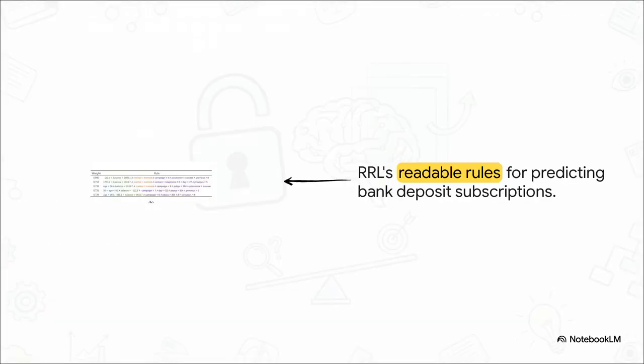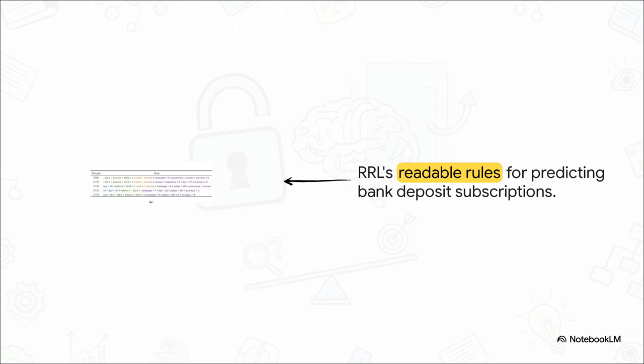And this is what actual transparency looks like in action. We're looking at real output from an RRL trained on a bank marketing dataset, trying to predict if a client will subscribe to a term deposit. Instead of some unreadable mathematical soup, it literally hands us plain logic.